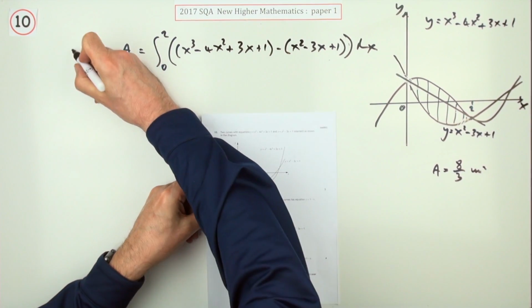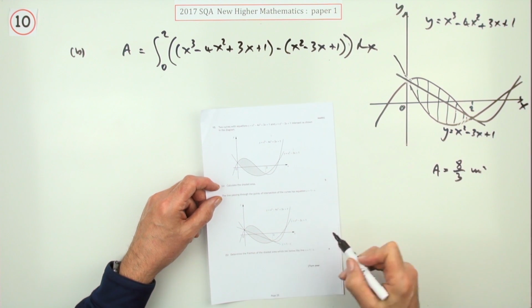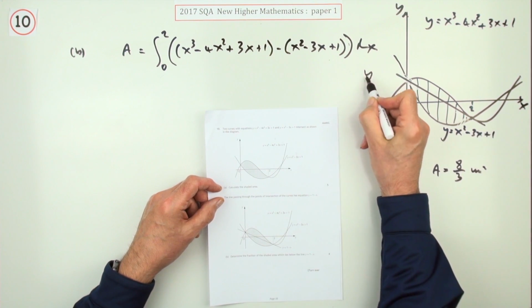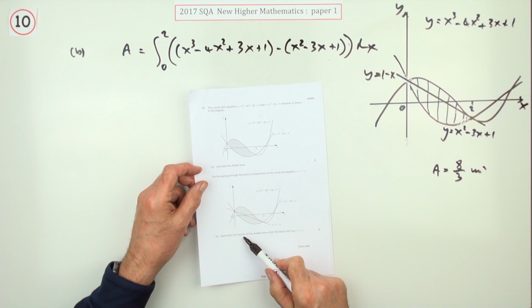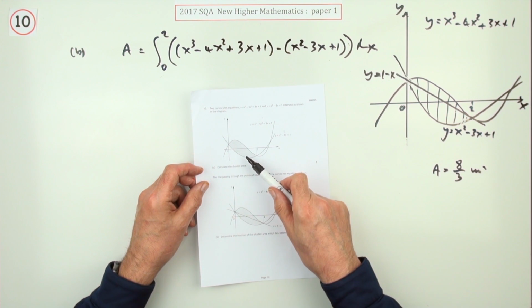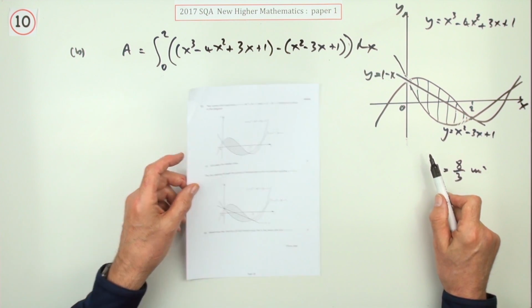Now in part B, a line's been drawn, and it tells you the equation of this line, I'll just put it over here, is y equals 1 minus x. And it says, what fraction of the shaded area, the total shaded area, lies beneath the line?